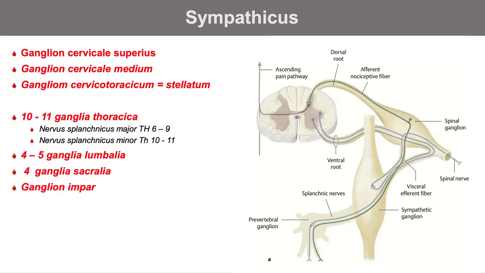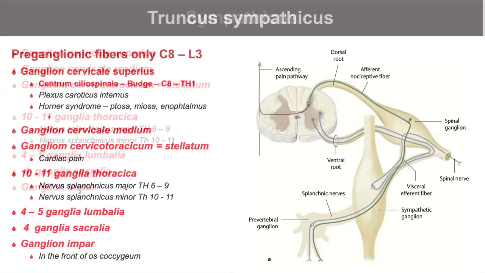So this is extremely important, and here is just the recapitulation: we have three cervical ganglia of the paravertebral chain, the superior, the medium, and the inferior, which joins with the first thoracic and makes the cervicothoracic ganglion or stellate ganglion. Then we have 10 to 11, usually 11, thoracic ganglia, which are responsible for the releasing of the splanchnic nerves, the three that we mentioned. Then 4-5 lumbar ganglia, 4 sacral ganglia, and 2 trunks. Finally, they join together at the apex of the coccyx, and they make the ganglion impar.